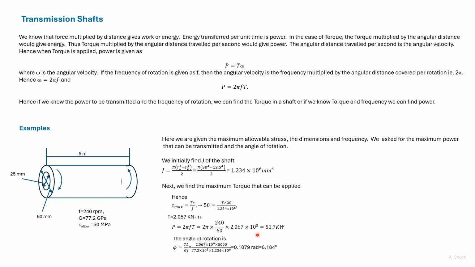The angle of rotation of a shaft of constant cross-section is given, as earlier, by TL divided by GJ. So we know T, we know L, and also GJ. So we can find out the angle of rotation.